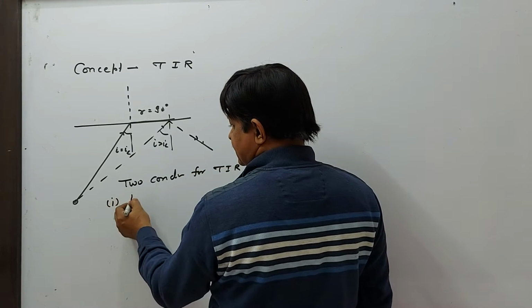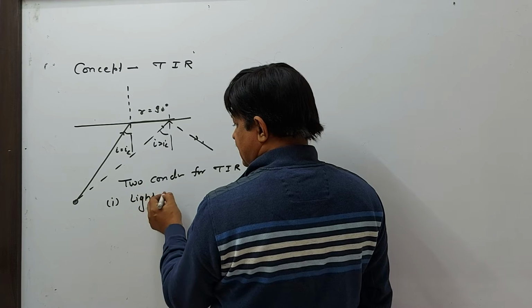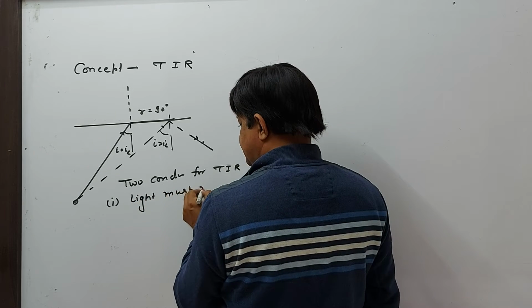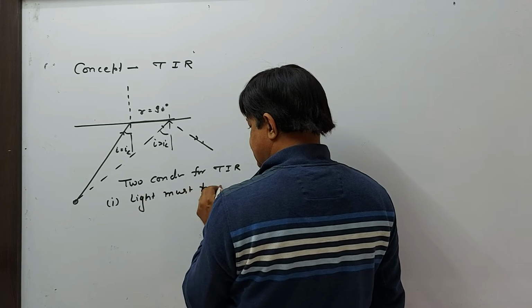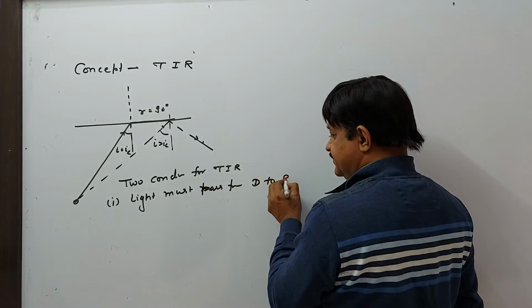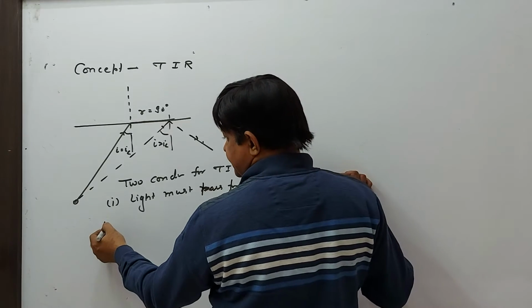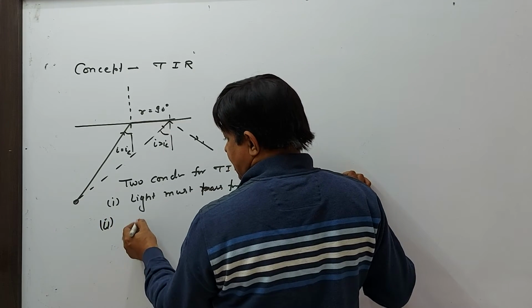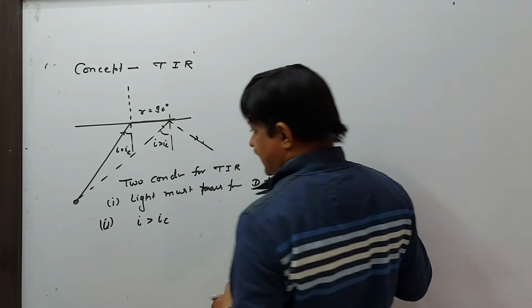Number one, light must pass from denser to rarer. Second, angle of incidence must be more than critical angle.